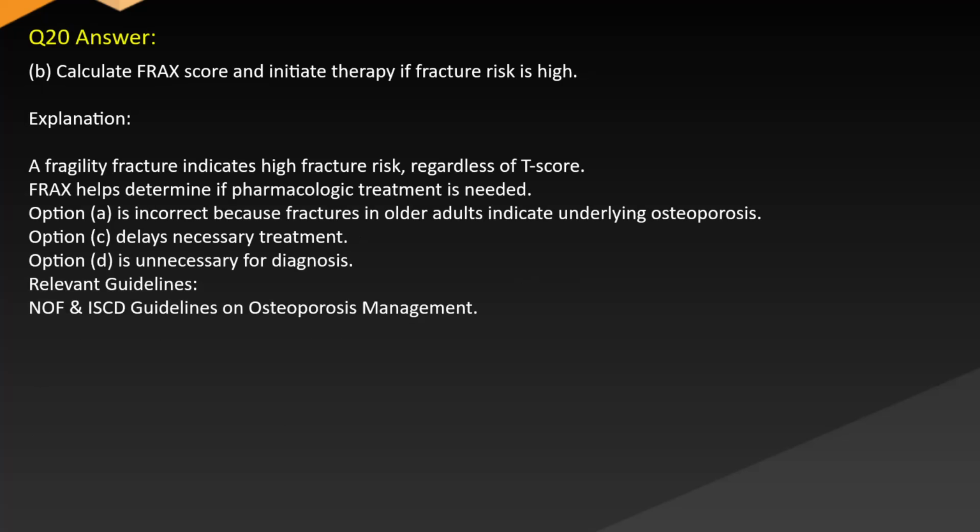Answer: B. Calculate FRAX score and initiate therapy if fracture risk is high. Explanation: a fragility fracture indicates high fracture risk regardless of T-score. FRAX helps determine if pharmacologic treatment is needed. Option A is incorrect because fractures in older adults indicate underlying osteoporosis. Option C delays necessary treatment. Option D is unnecessary for diagnosis. Relevant guidelines: NOF and ISCD guidelines on osteoporosis management.